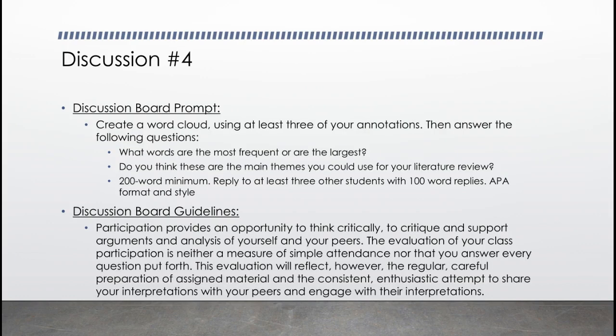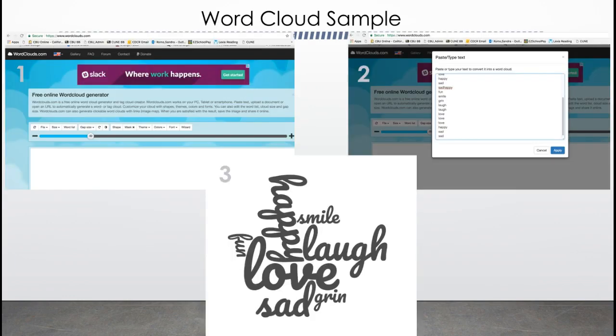Discussion board number 4 asks you to create a word cloud using at least 3 of your annotations and then answer the following questions. I'm going to show you a word cloud sample on the next slide, but do keep in mind that you'll need to look at what words are most frequently used and which ones are the largest. Do you think these are some of the main themes you could use for your literature review? Provide a 200-word reflection on those 2 questions along with the actual word cloud you created. Now remember, a word cloud is where you will copy in 3 of your annotations into the software, and then the ones that are used the most will generate the biggest. And you can see this here.